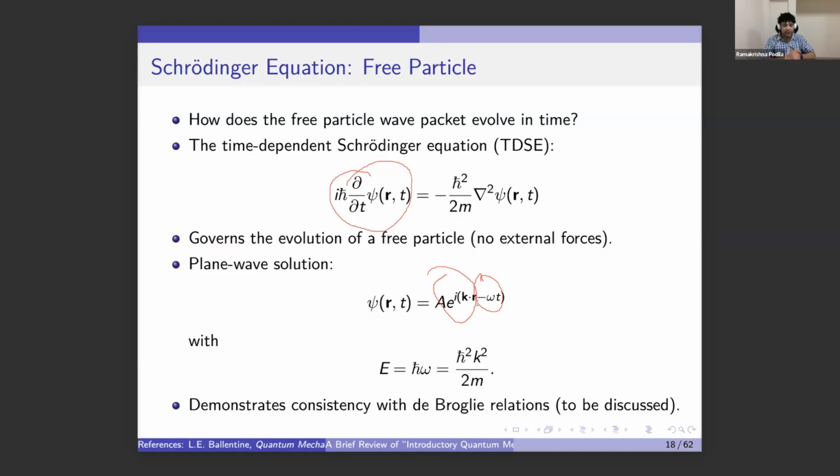So you see one imaginary part here in e to the power i, and when you do the time derivative, you get a negative i omega, right? So when you do dou psi by dou t on this, you get negative i omega. And then when that is multiplied with i h bar, you get h bar omega. So this is related to the energy of the particle, and that is what we are going to talk about in terms of the de Broglie relationship later.